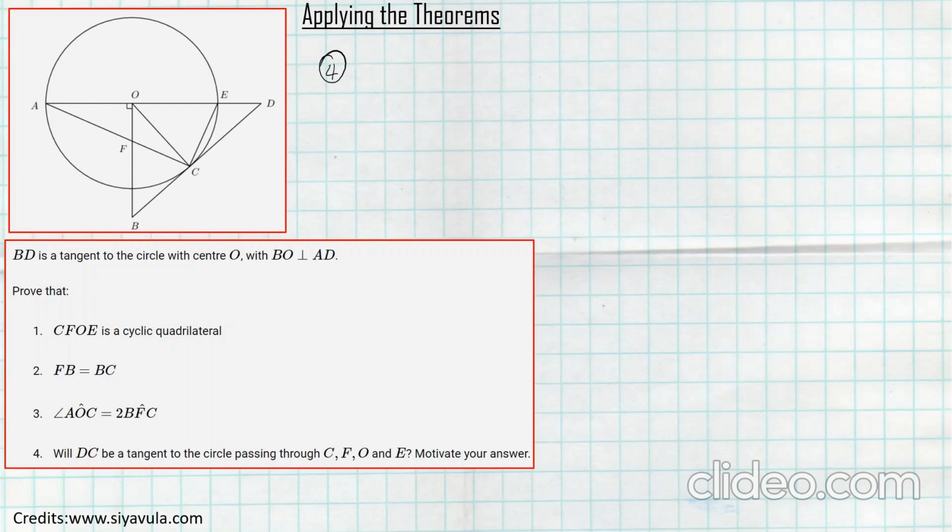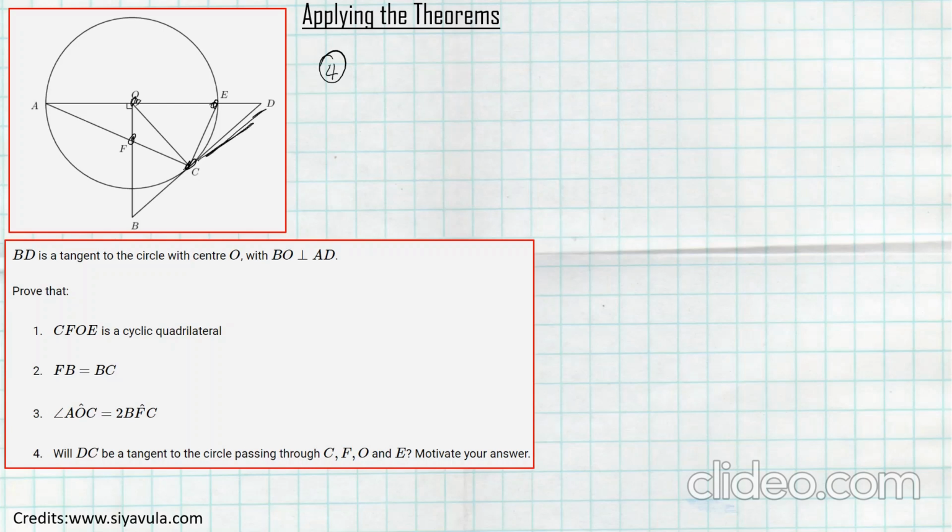They're asking you if DC will be a tangent to a circle passing through C, F, O, E. We have our CFOE. They want you to prove whether DC is going to be a tangent or not, and you have to motivate your answer. Remember, we've just proven that CFOE is a cyclic quad, but that does not automatically imply that this is a tangent. If this is a tangent, what do we know? Remember, we also focused on how you can use the converse tan chord theorem to prove that a line is a tangent. And how do we do that?